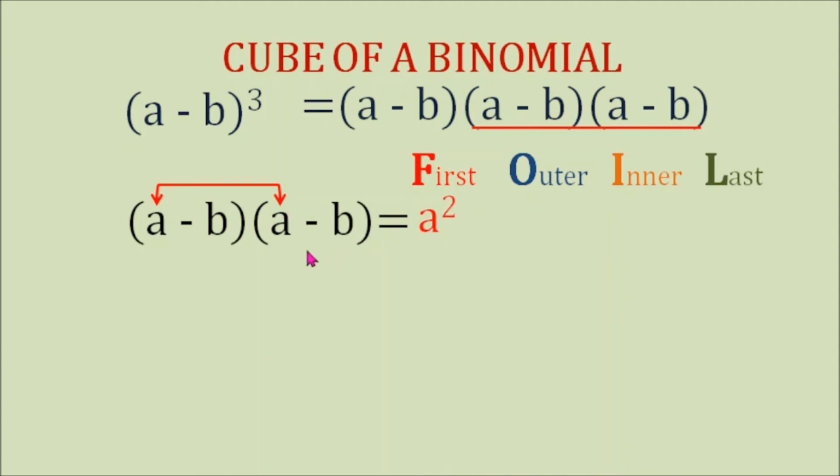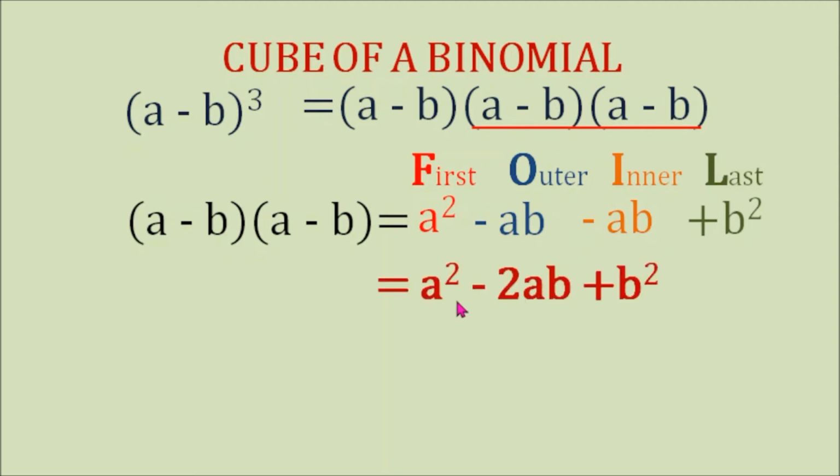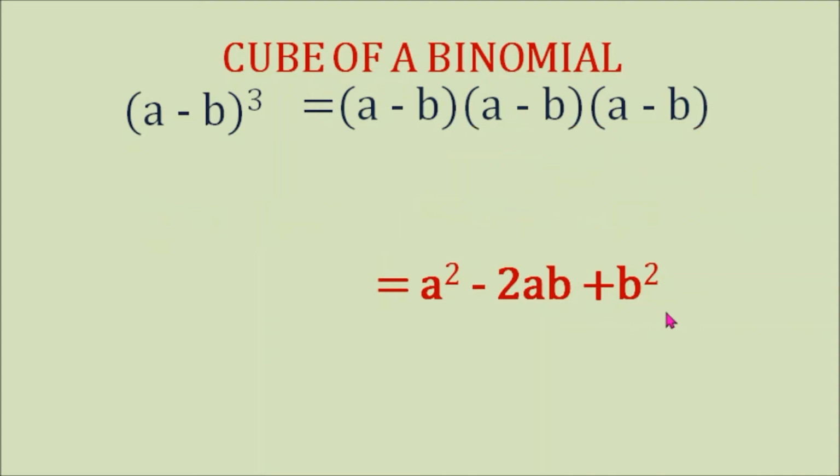The product of the outer terms, that's a times negative b, that's negative ab. Then the product of the inner terms, that's negative b times a, that's negative ab. Then the product of the last terms, that's negative b times negative b, that's b squared. Now we can combine negative ab and negative ab, so our answer is a squared minus 2ab plus b squared.